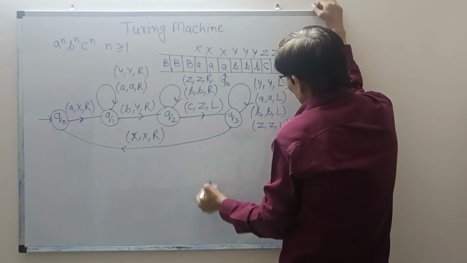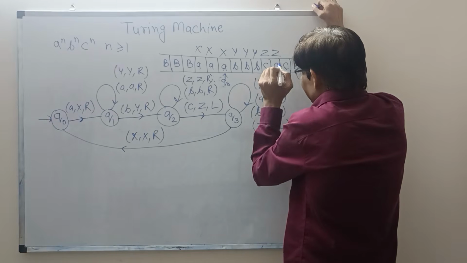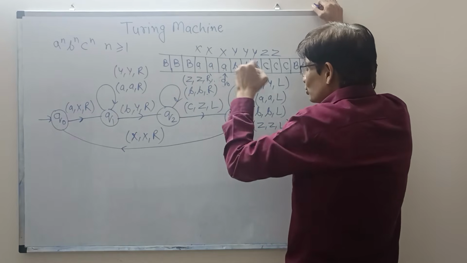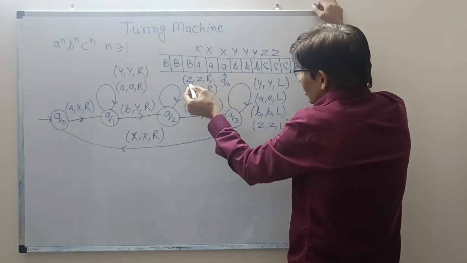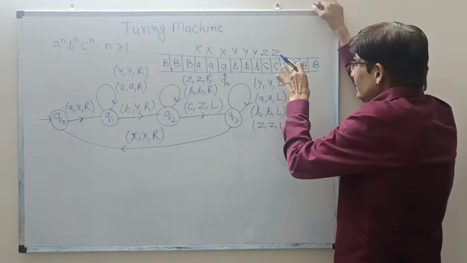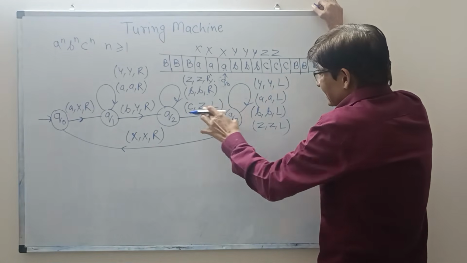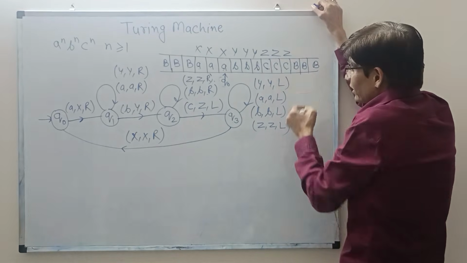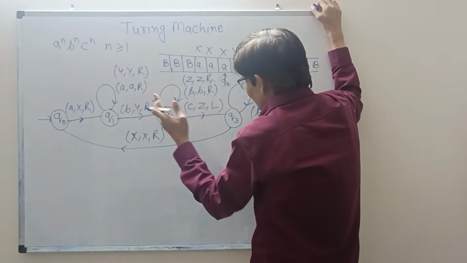Now you are on Q2 and you will get this Z. You will leave this Z as it is and continue moving towards right. All Z's will be skipped by this transition. Then you will get C. When you get C, you will convert this C into Z and reverse the direction of your journey.